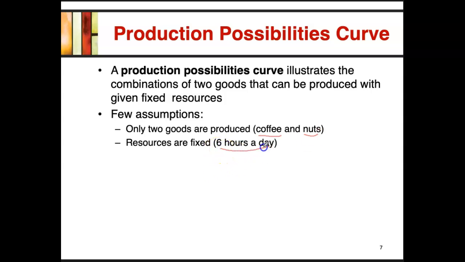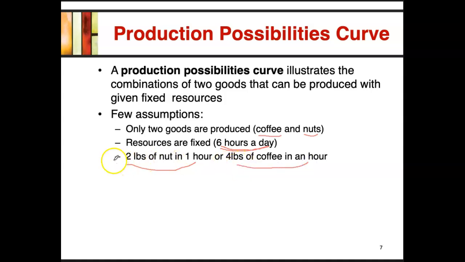So she's able to work 6 hours a day. She basically does not work less than 6 hours, and she does not work more than 6 hours. So she's only able to work 6 hours a day, and she's able to collect 2 pounds of nuts in an hour, or she's able to collect 4 pounds of coffee in an hour. So given these assumptions and given her productivity level, we can construct her production possibilities curve.